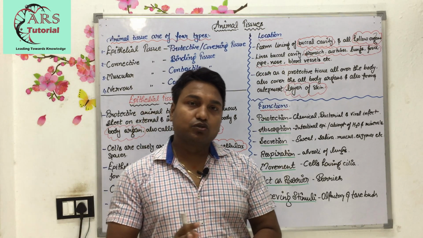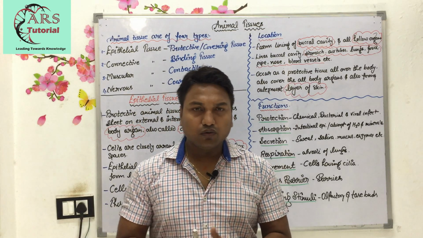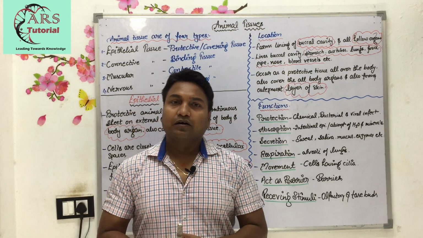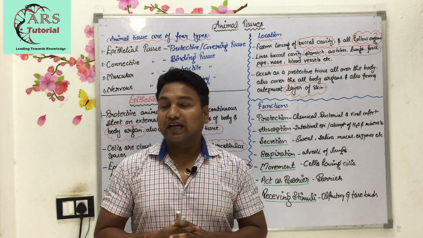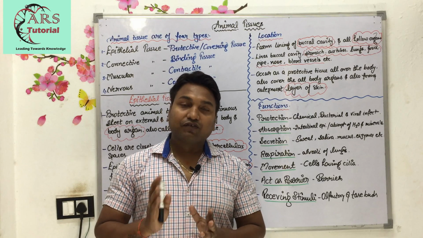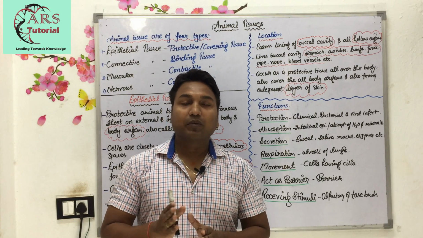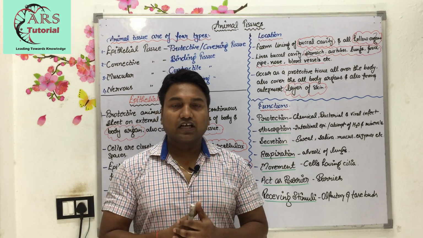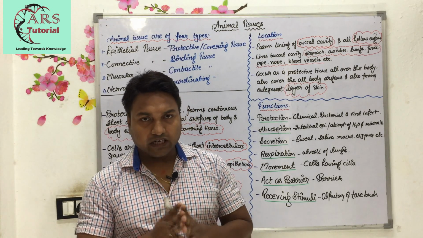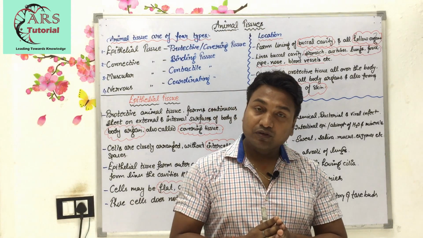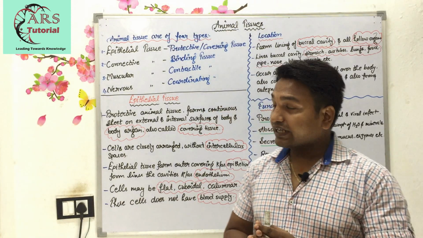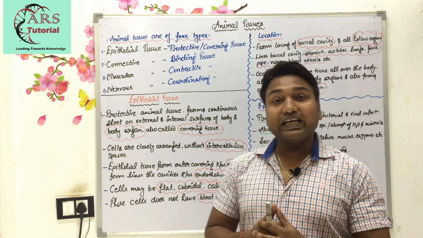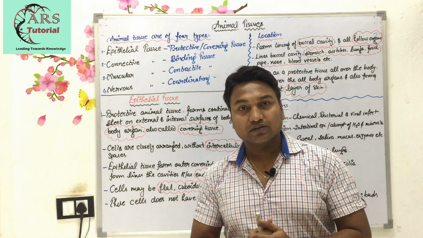So in animal tissue, first of all we should know the major types of animal tissue. After that we will discuss them one by one. Here I have written on the board, which is very important for all of you. So let's start animal tissue. Basically, animal tissue is of four types.